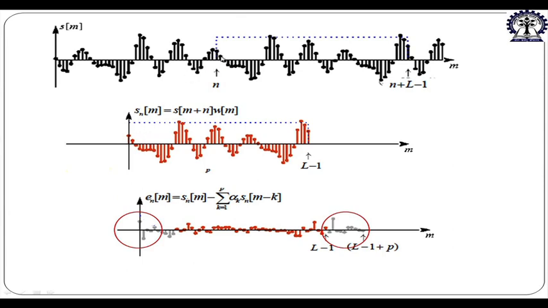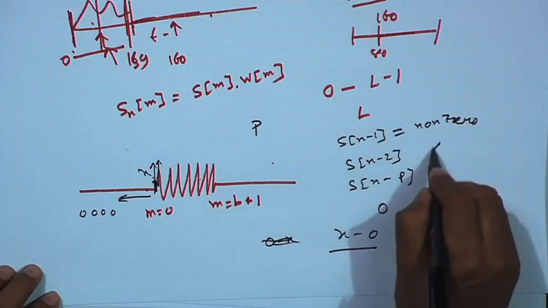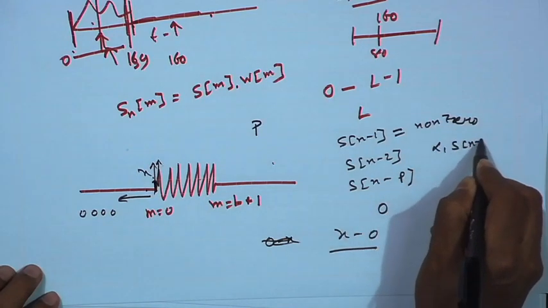Take the next sample. I am estimating the next sample from the previous p samples, where only one sample is there, which is s(n minus 1), non-zero. So, my prediction will be alpha 1 into s(n minus 1).